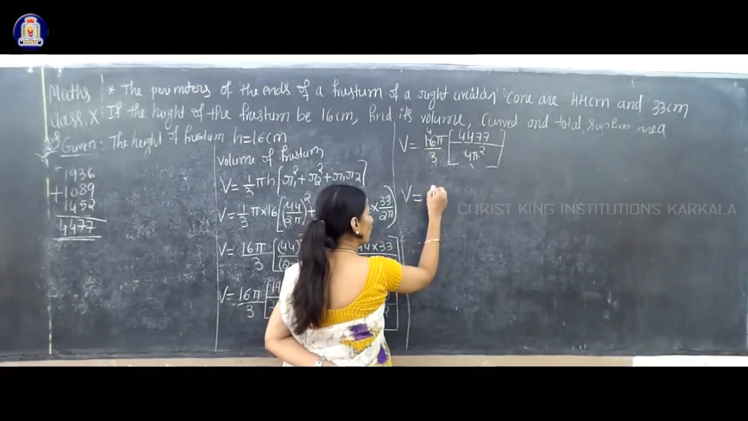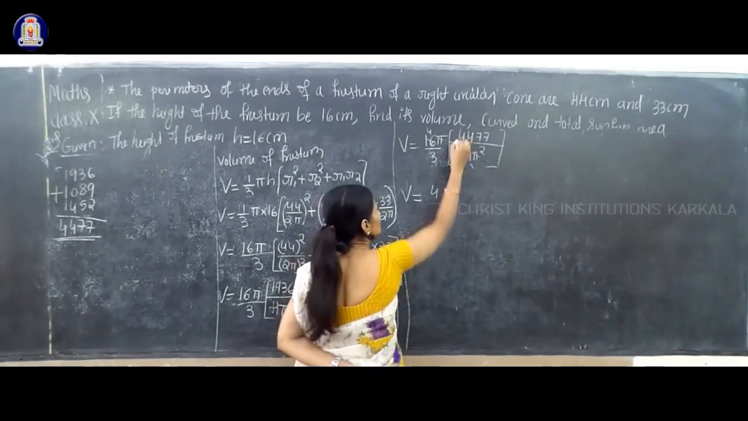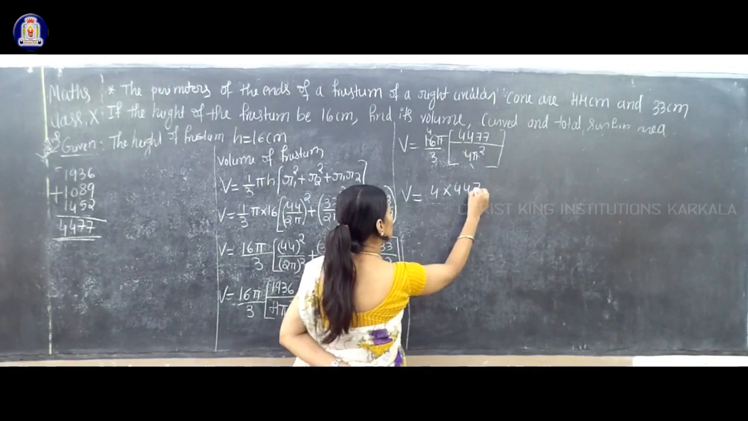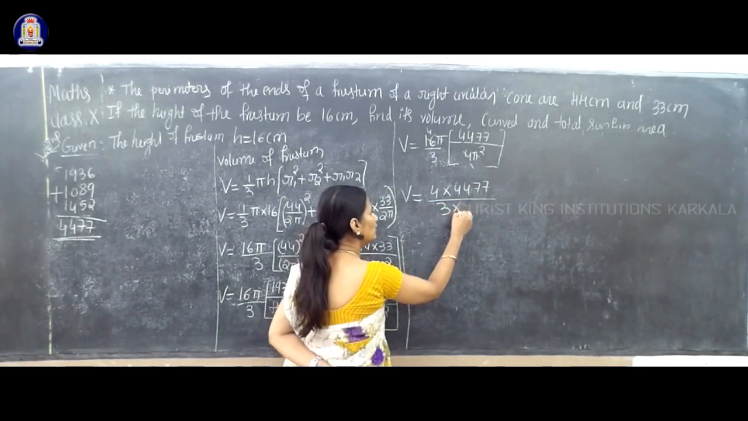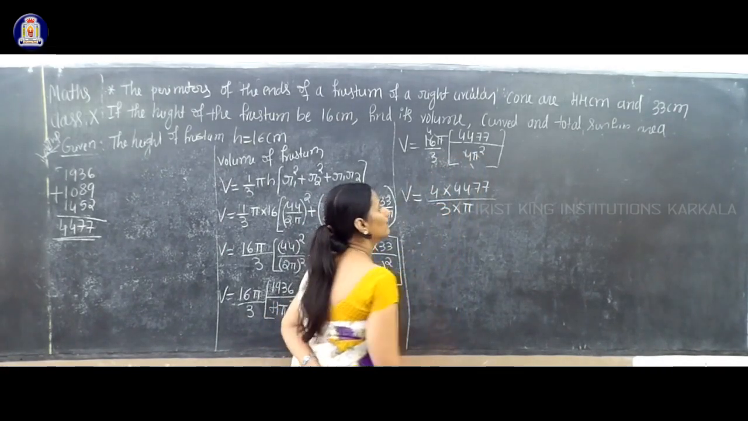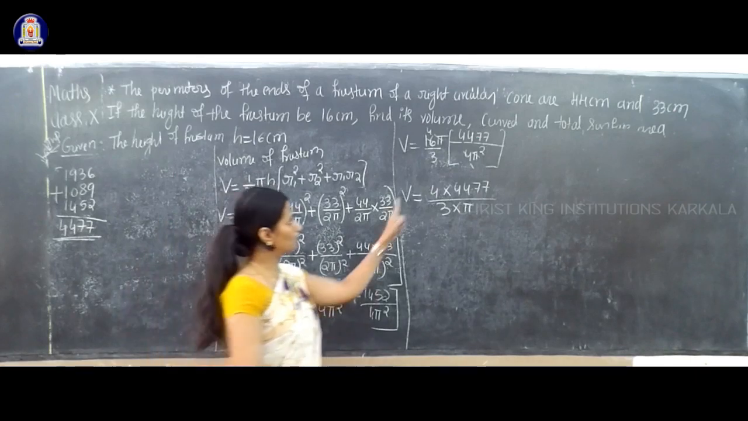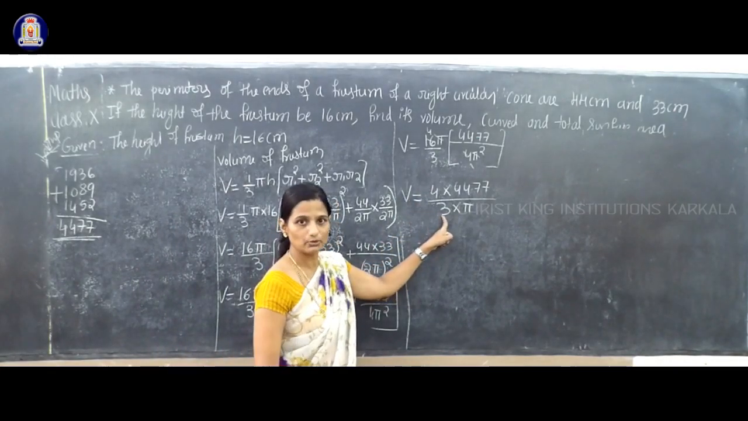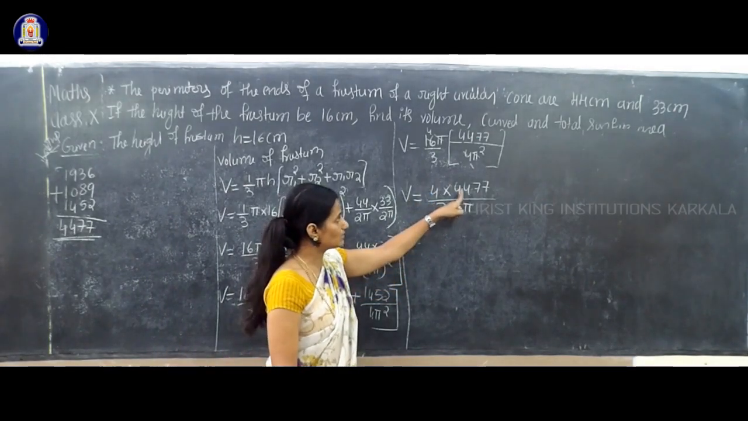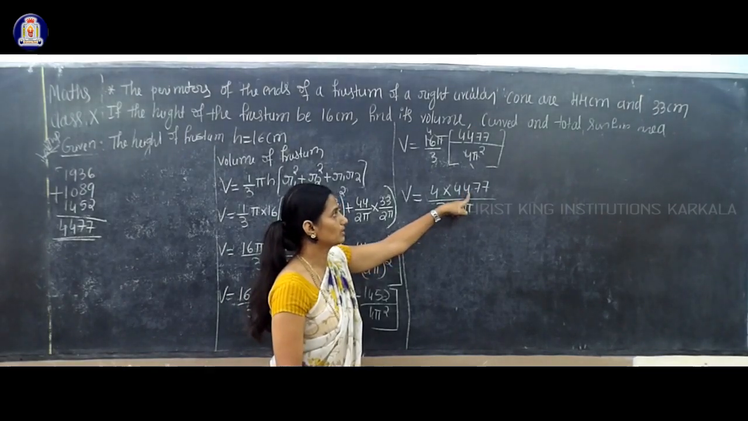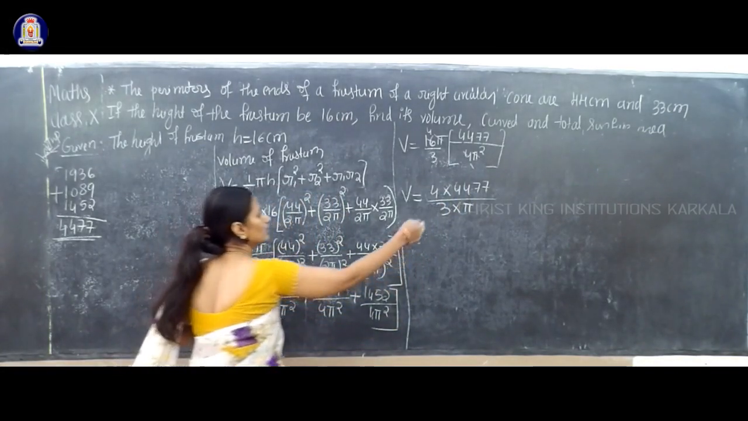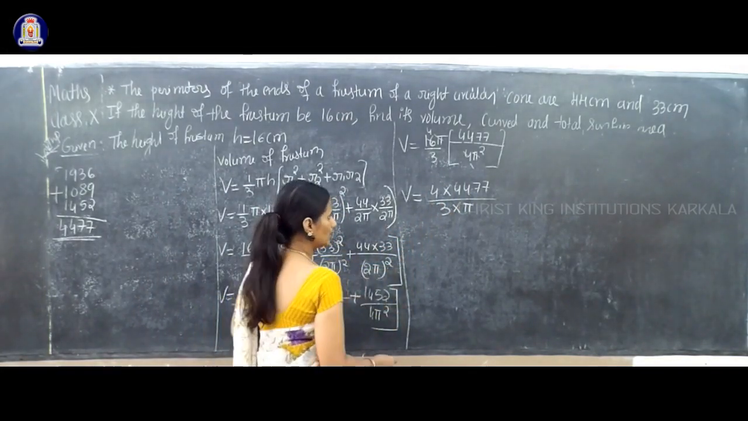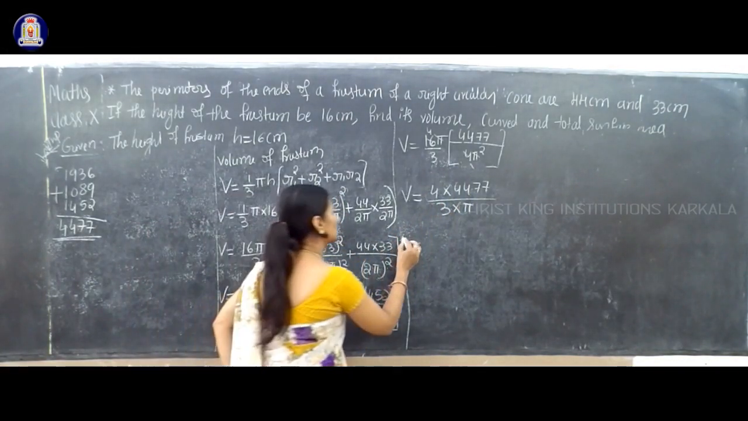It is 4 into 4477 divided by 3 into what is left? 1 pi is left. Now 4 and 3, is it possible to divide? No. So now once we check, is this possible to divide? It is 4477 divided by 3. Right? So once we check, otherwise we'll substitute first.